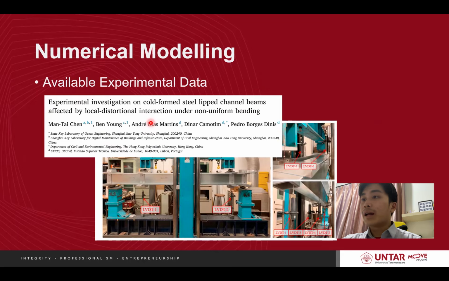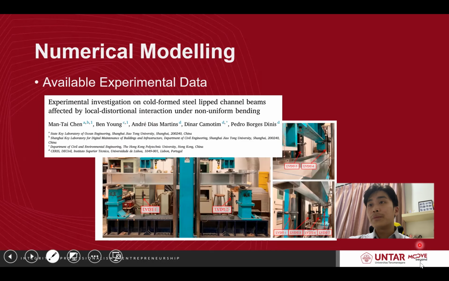So in our study case, which is numerical modeling under non-uniform bending, we needed real experimental data, and we got it from this journal from Chen and others from 2021. We want to compare their experimental results to our numerical modeling results.